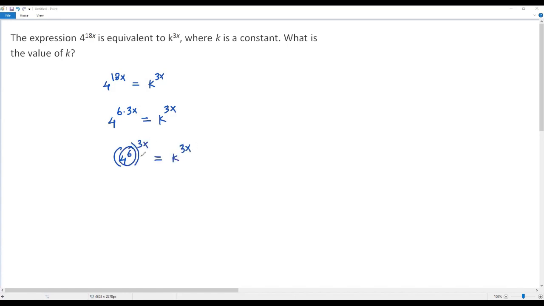Now we can evaluate the value of 4 to the 6th power using Desmos. When I do so, I am getting 4096, and we can write this exponent as it is. That is 3x. On the right side, we have k to the power of 3x.